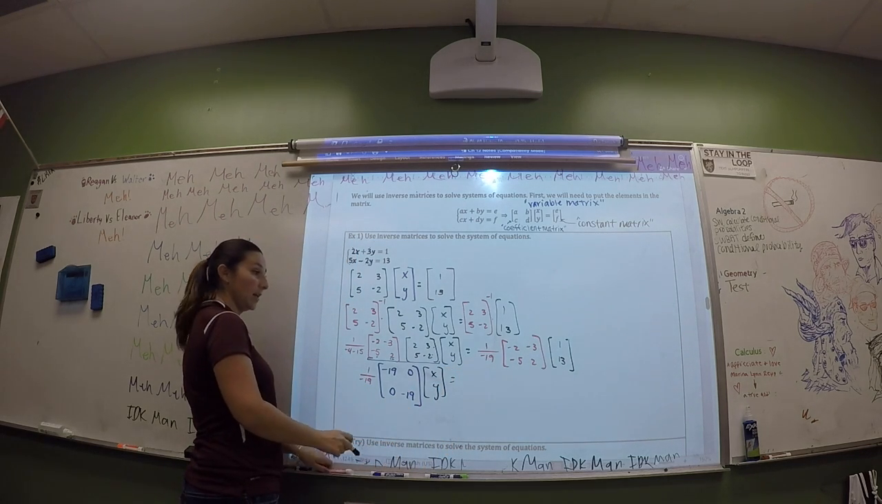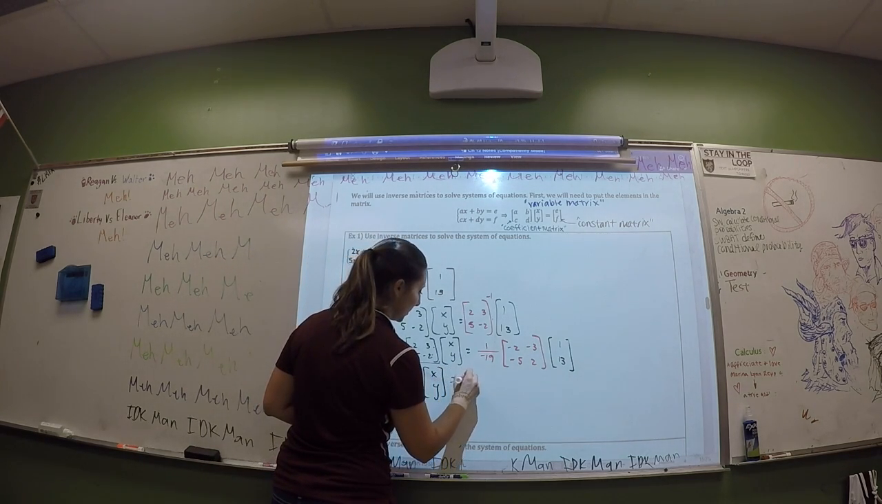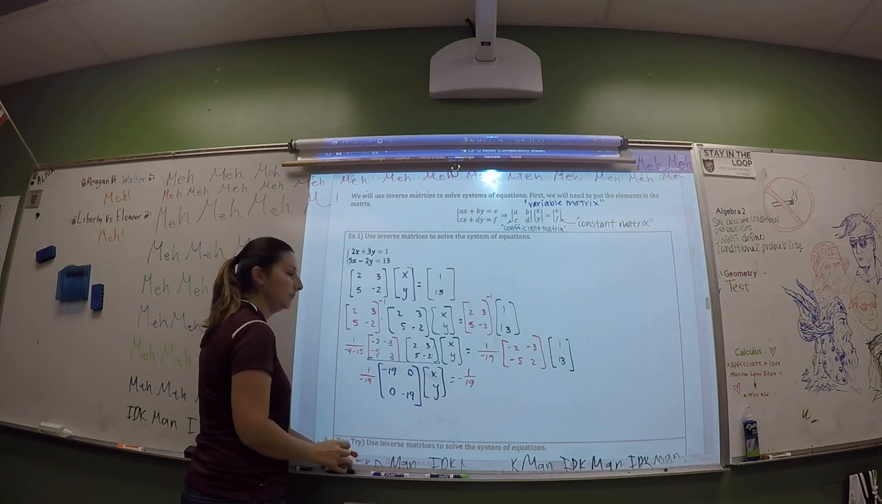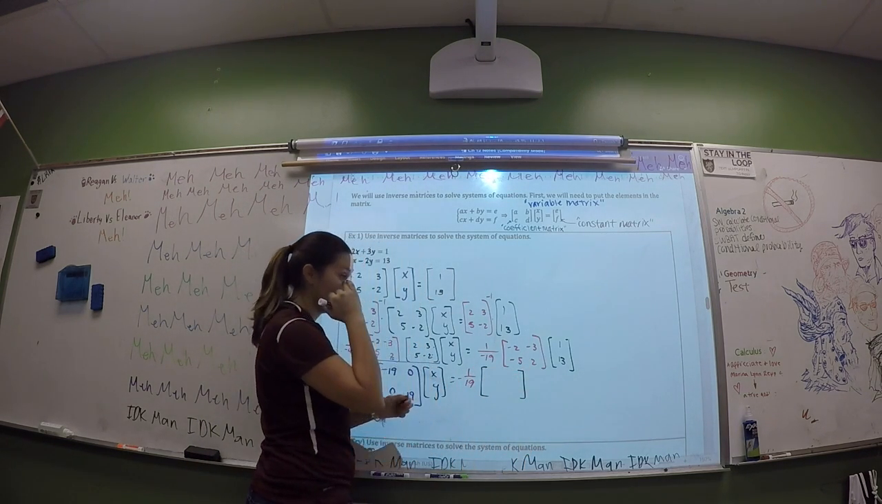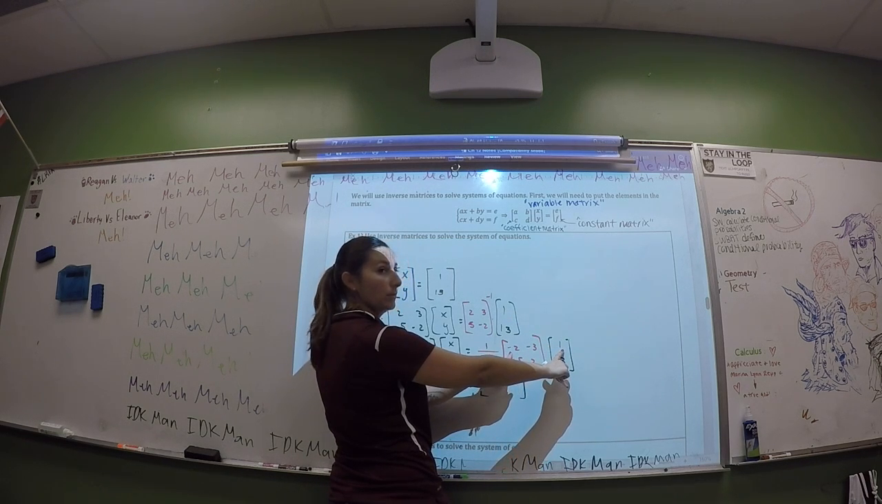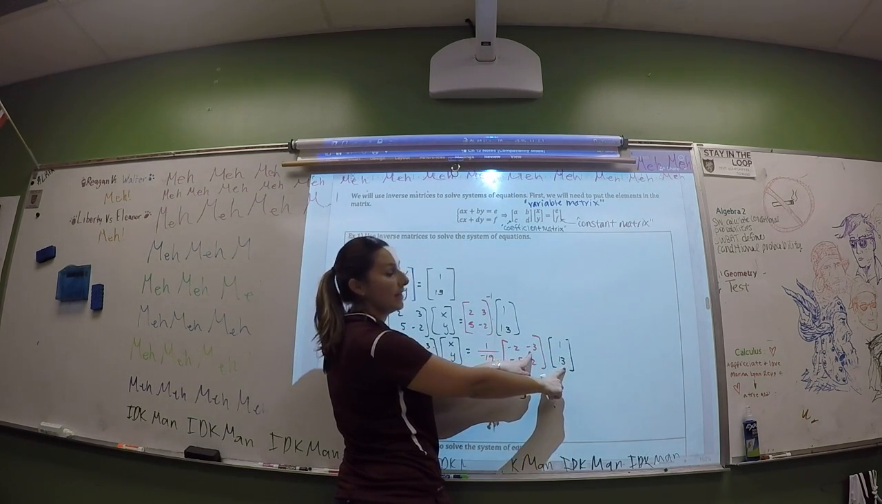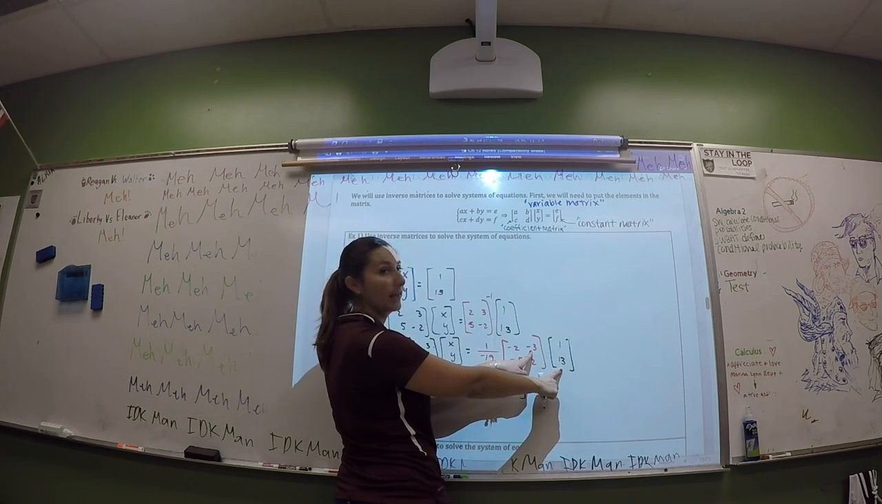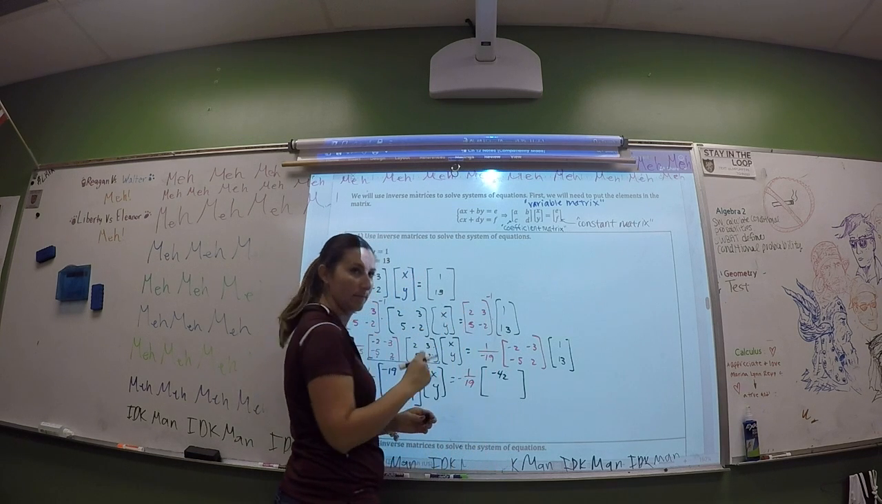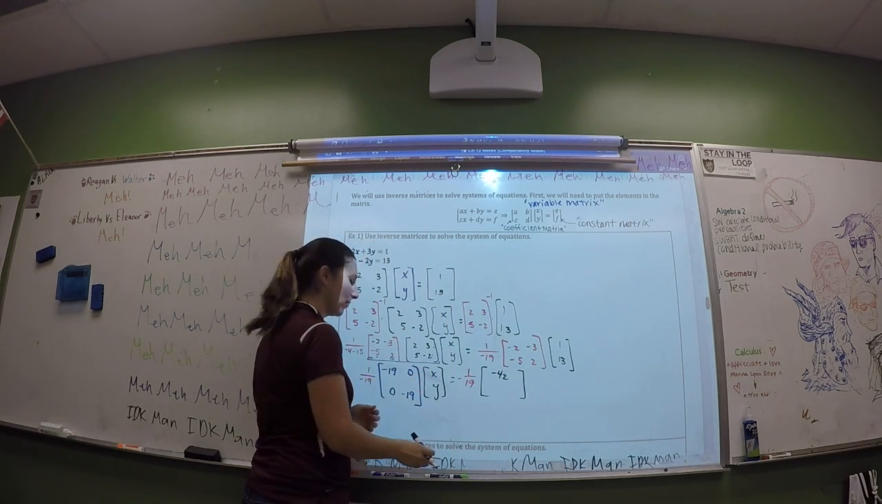Okay, we have to do the same thing on the other side. Multiply those matrices together. So we're going to do -2 plus -39. What's -2 plus -39? It's -41. I don't know why I put 2.